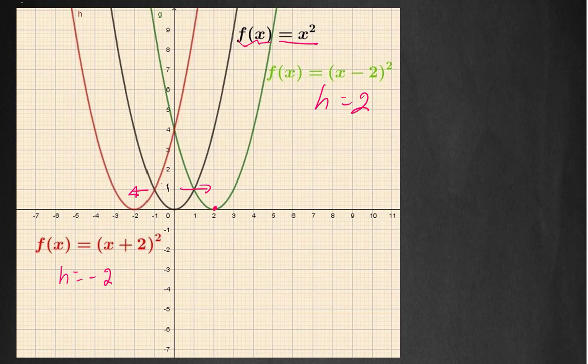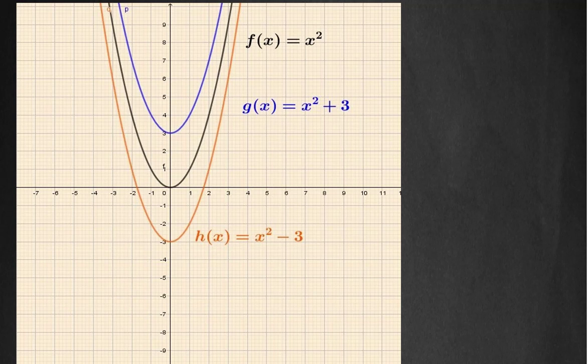Let's see the next one. There we go. Before, we had h, which was different from 0. Now we have h equal to 0, but we have k, which is not null now. You see, k is making us change along the y-axis. So if k is positive, we move the original 3 units up, like 3 here, 3 units up.